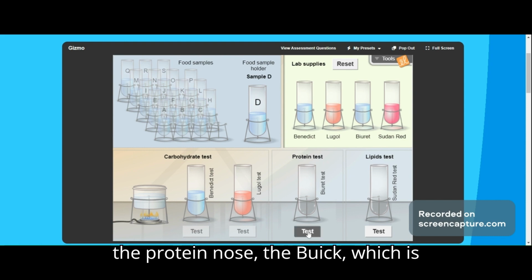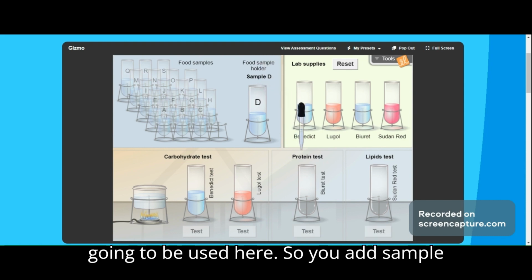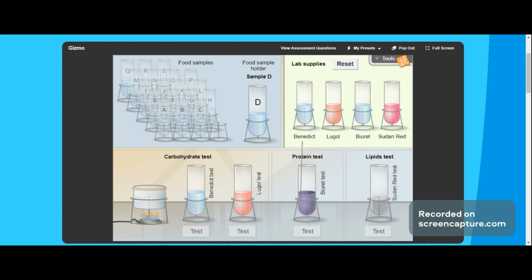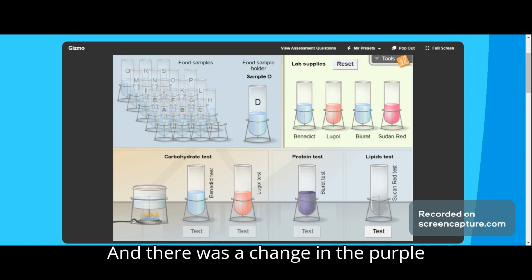So the biuret solution is gonna be used here. You add sample D to the test tube, and the biuret solution is added afterwards. And there was a change. It's a purple color.